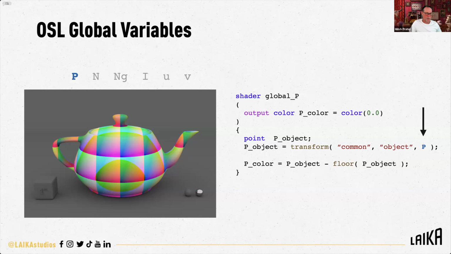P contains, as I mentioned, the three-dimensional location on the surface of the object that's currently being shaded. Common space is a coordinate system used internally by the renderer for its own computations. So common space could be any space or any coordinate system at all. So to convert a variable into a known space, it must first be transformed out of common space and into object space in this case, which is the coordinate system that the object being shaded was defined in.